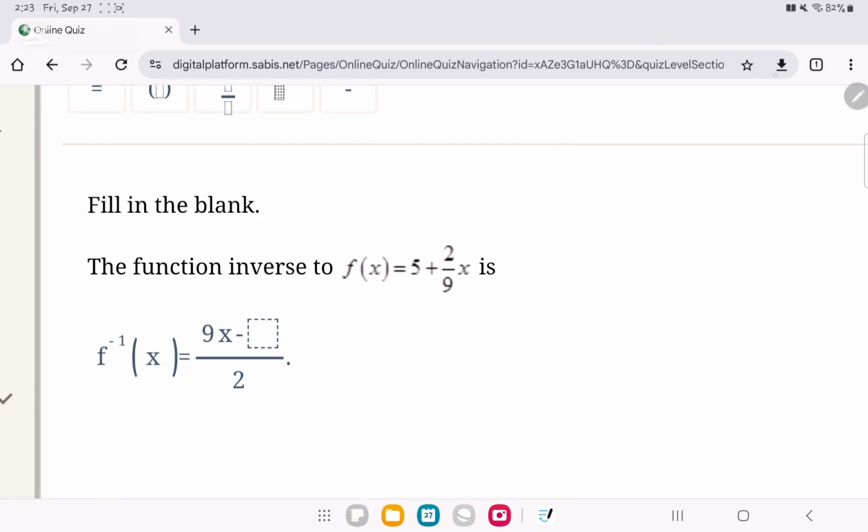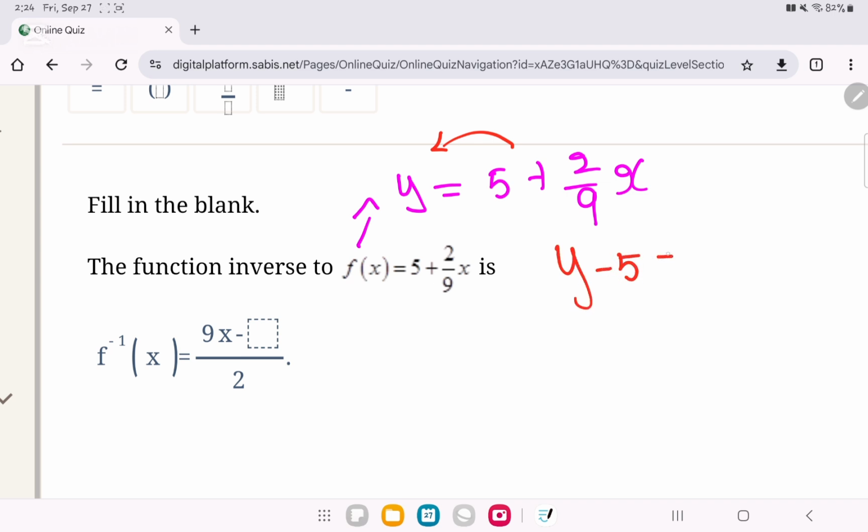Now this is where you cannot use the easy way. We have to use the practical way. So we said first change f(x) into y. It becomes y is equal to 5 plus 2 over 9x. First thing we're gonna do is move 5 to the other side. So it becomes y minus 5 is equal to 2 over 9x.